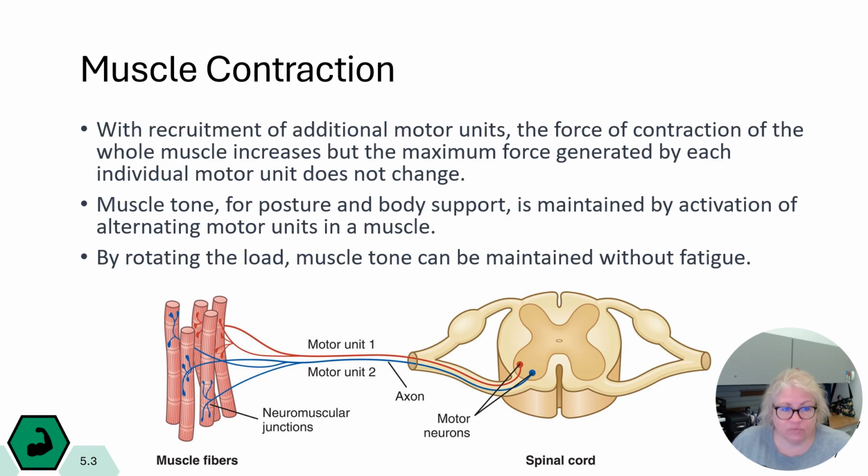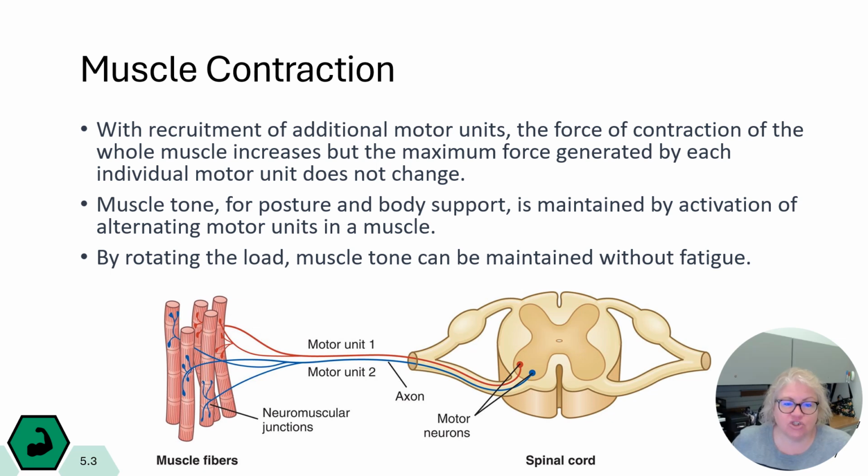So with recruitment of additional motor units, the force of contraction of the whole muscle increases, but the maximum force generated by each individual motor unit doesn't change, because remember, when you stimulated one motor unit, it was all or nothing. So you're going to generate a larger contraction if you stimulate 10 motor units than if you stimulate one. But each motor unit, once it's stimulated, contracts fully all the way, all or nothing.